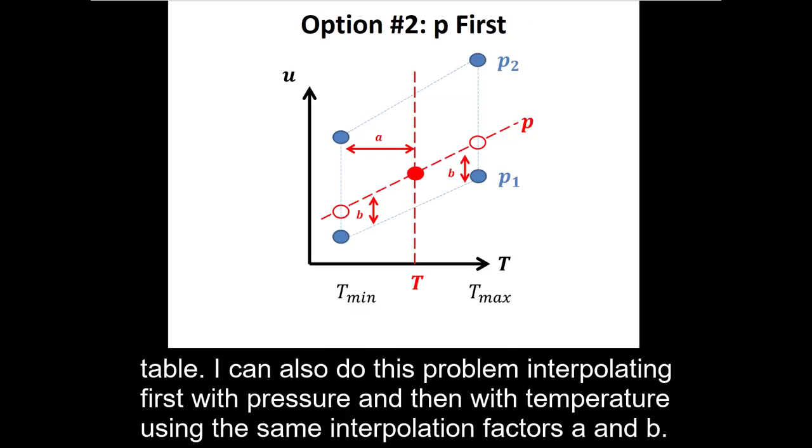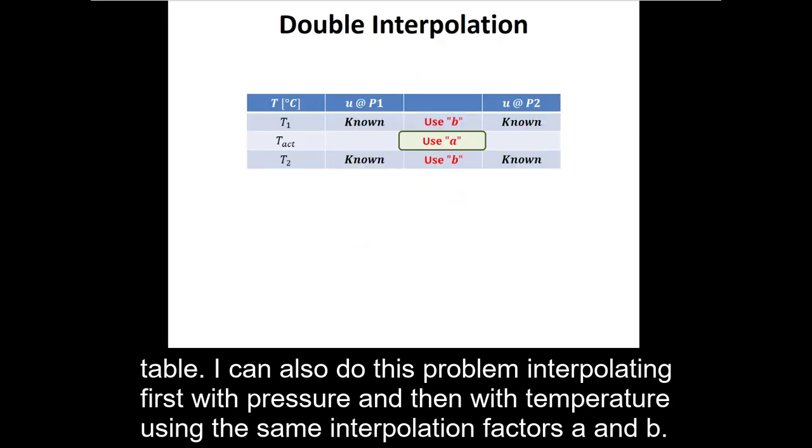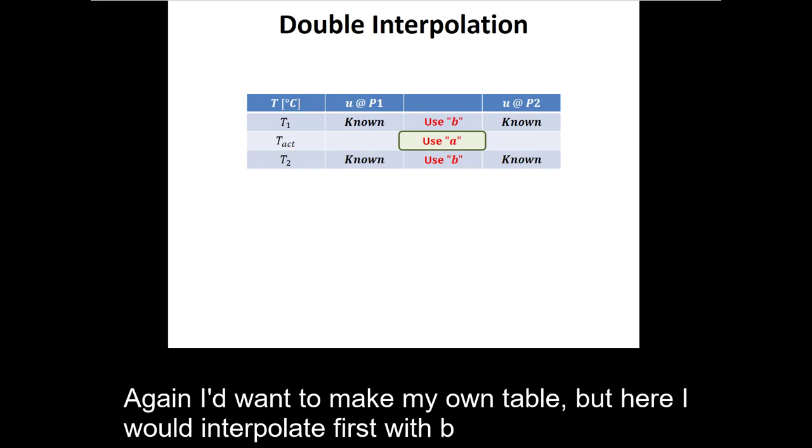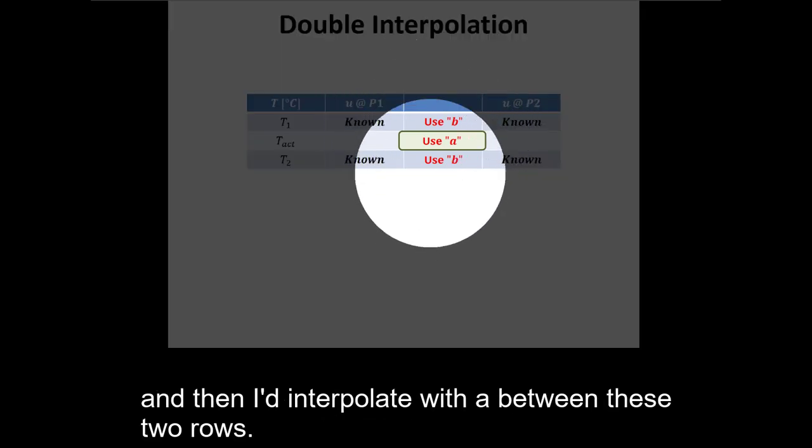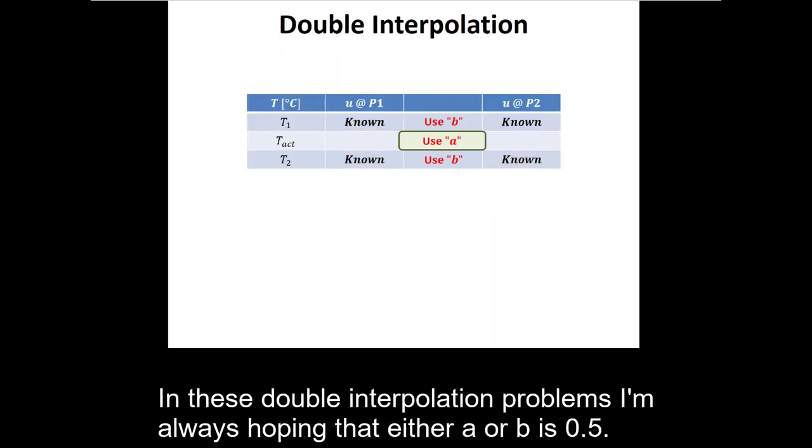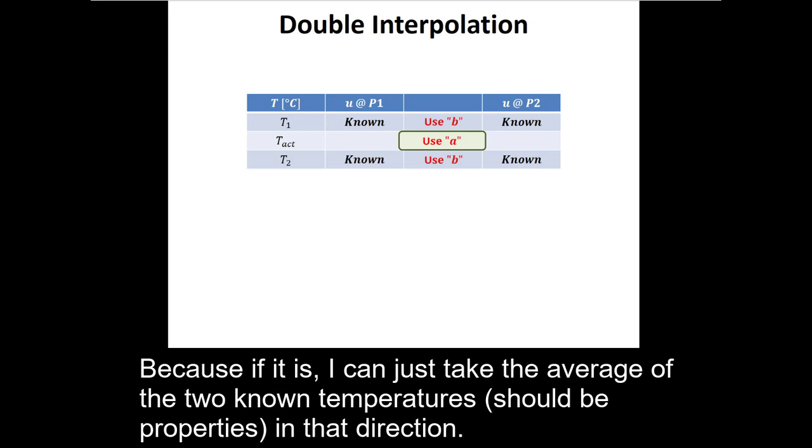I can also do this problem interpolating first with pressure and then with temperature using the same interpolation factors A and B. Again, I'd want to make my own table, but here I would interpolate first with B and then I'd interpolate with A between these two rows. In these double interpolation problems, I'm always hoping that either A or B is 0.5, because if it is, then I can just take the average of the two known temperatures in that direction.